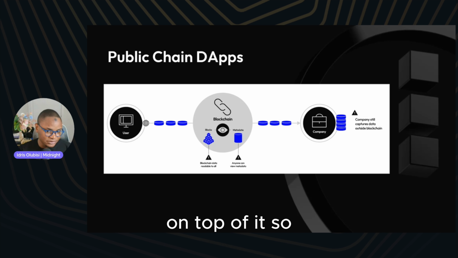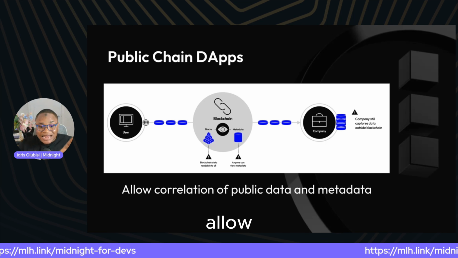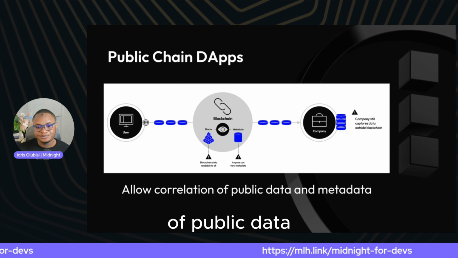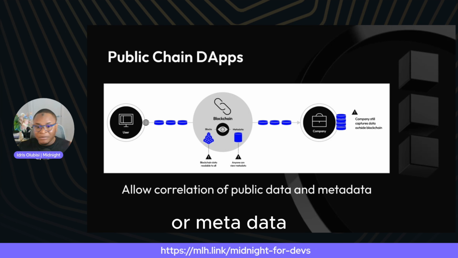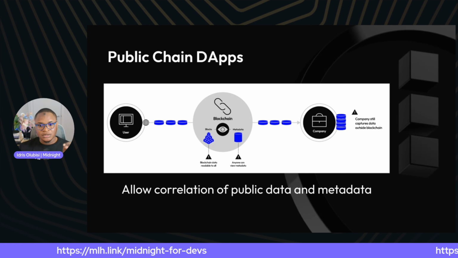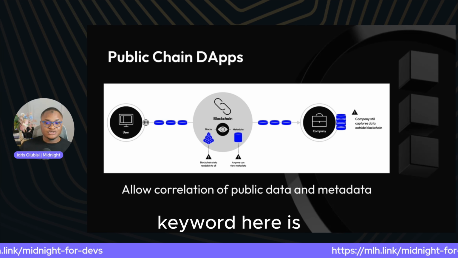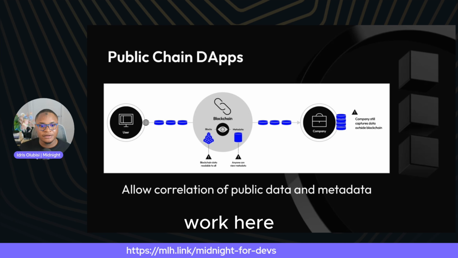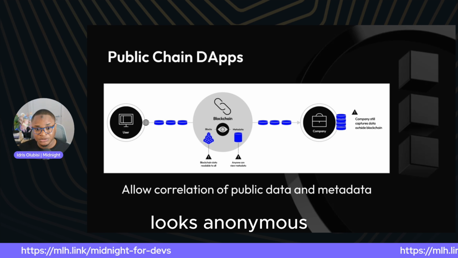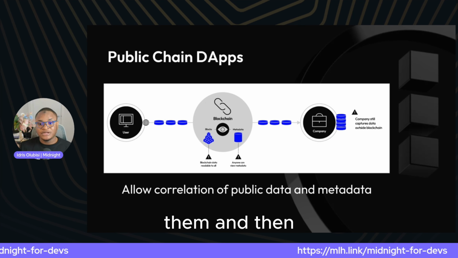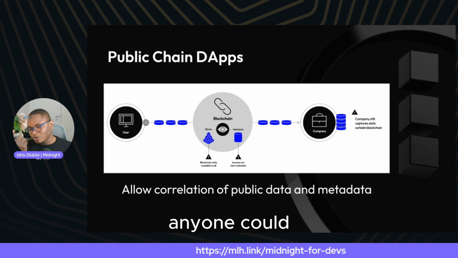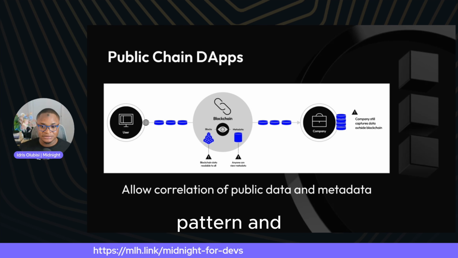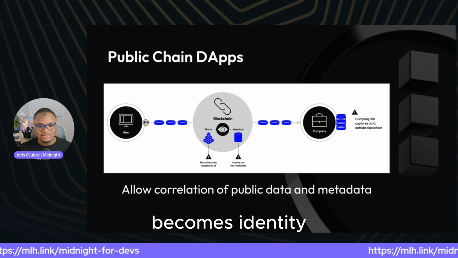So let me put this into one line. Public chains allow correlation of public data, or metadata, or whatever it is on chain. The exact keyword here is correlation, and it is doing a lot of work here. Even if a single transaction looks anonymous, when you have 10,000 of them, anyone could map a particular pattern, and that pattern becomes identity.